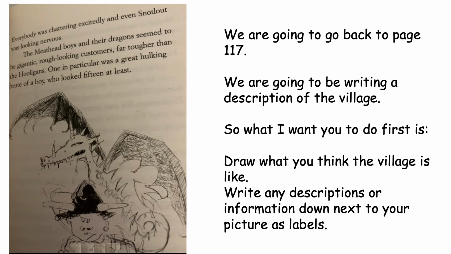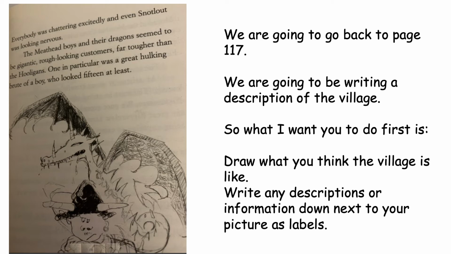Okay, so what we're going to do is I want you to go back to page 117. Now that's the very first page of this chapter. And what we're going to be doing is writing a description. Okay? So what I want you to do first is listen to it. If you need to go back and rewind, if you haven't got the text, you might want to listen to it again, or you might want to listen to it even if you have the text. And I want you to draw what you think the village is like.